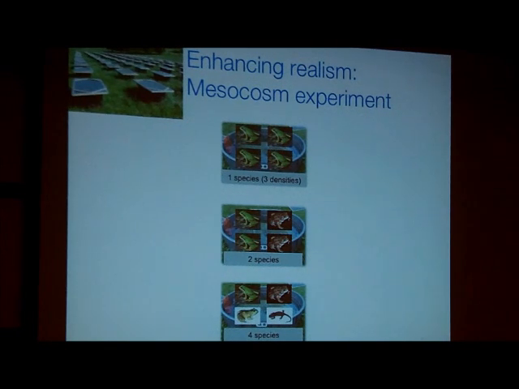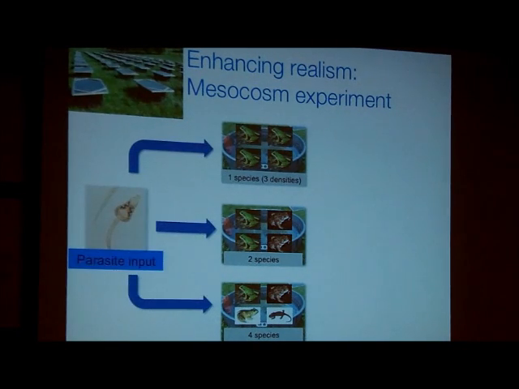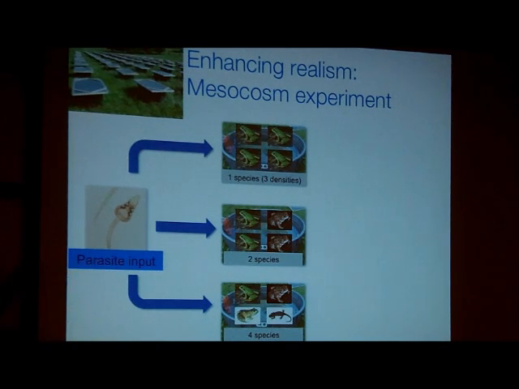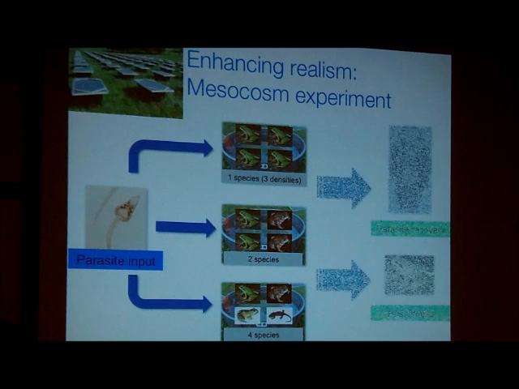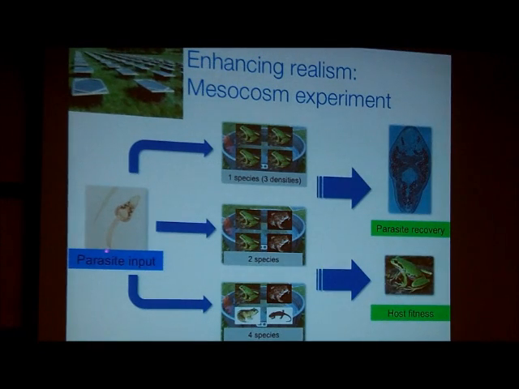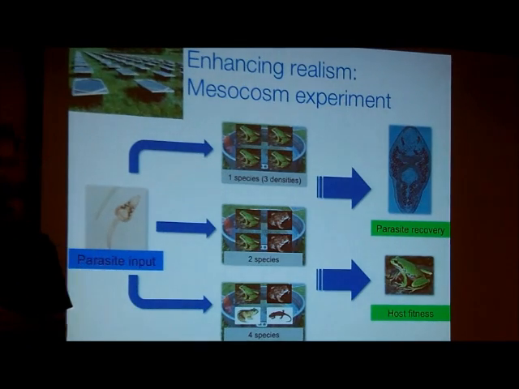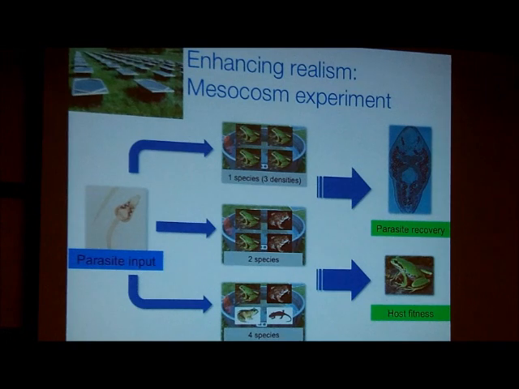And this basically allows us to get at the question, how does the density and diversity of these amphibian assemblages influence the fraction of parasites that you get out relative to those that you put in, and things that we might care about like host fitness, right? Especially for amphibians, which are a declining group of vertebrates.